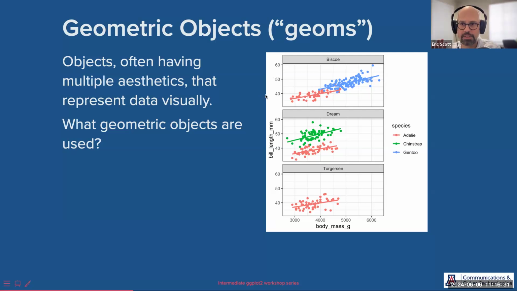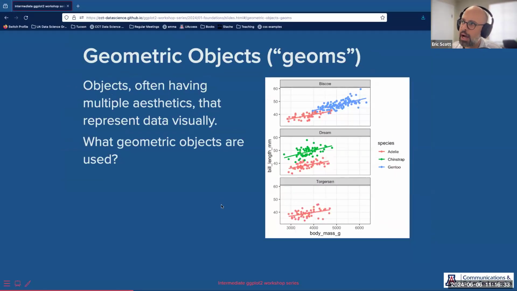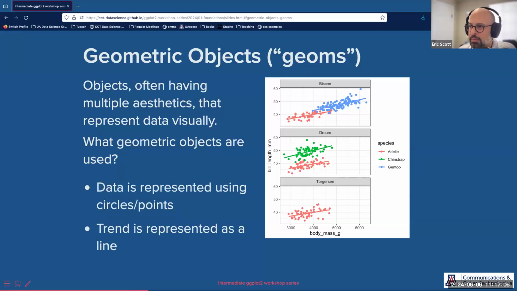To keep this idea separate from that of an aesthetic, we can think about how one of these geoms, like a point, has multiple aesthetics. Points have size, they have transparency, they have color, they have shape. Lines have line width, they have whether they're dotted lines or solid lines, and they have color and transparency. Those are all aesthetics associated with these geometric objects. So we have data being represented using the circles and points, and we have this trend line of some kind represented.